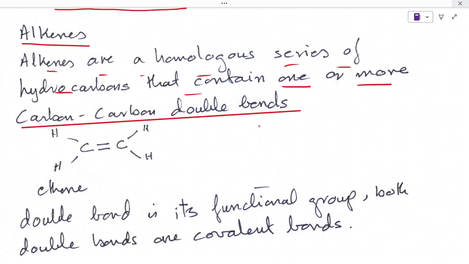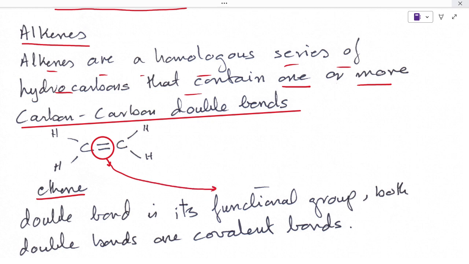Now I have drawn the structure of ethene. You can clearly see a double bond between 2 carbon atoms. And as I have told you before, the double bond is its functional group. Both bonds in the double bond are covalent bonds.